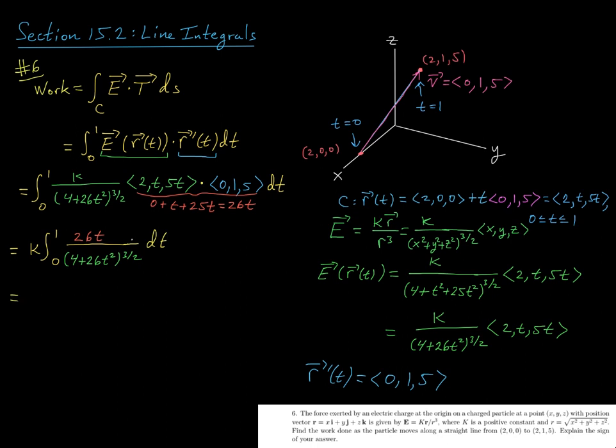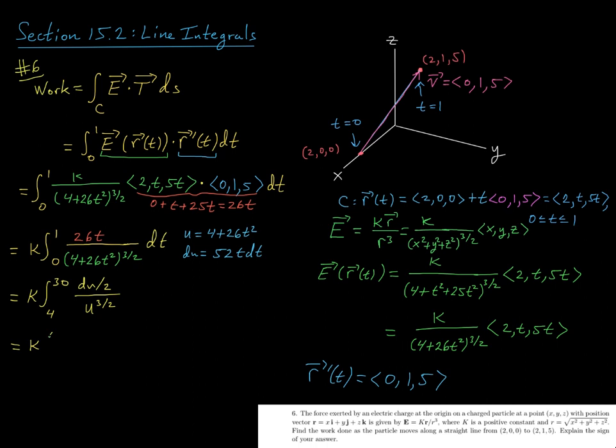Now this is starting to look a little nicer. This is an integral we can compute with just a substitution. So I'll let u equal the inside, 4 plus 26t squared, and du is 52t dt. So we substitute. If I let t equal 0, I get 4, and setting t to 1, I get 30. And 26t dt, if I take a factor of 2 and divide, is just du over 2. And down here I just get u to the 3/2. Now that's a nice computable integral.